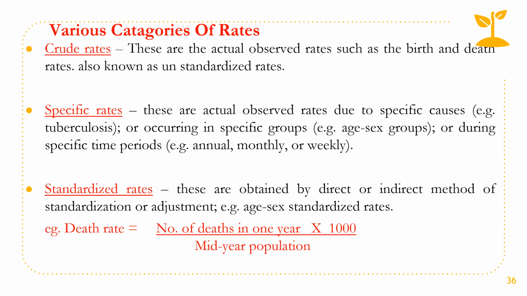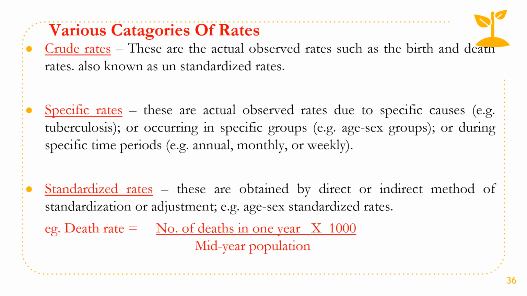Then standardized rates. These are obtained by direct or indirect method of standardization or adjustment. Example age, gender, standardized rates. For example, number of deaths in 1 year into 1,000 divided by mid-year population. So to calculate the death rate, we have the numerator, number of deaths in 1 year. Then the denominator is mid-year population. The multiplier is 1,000.